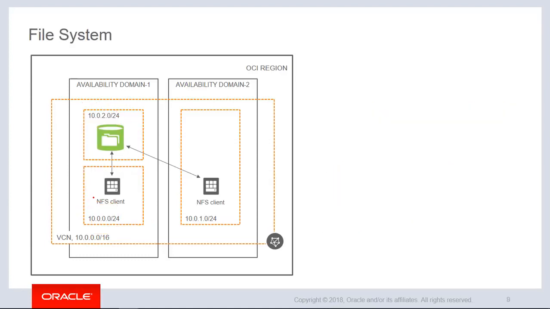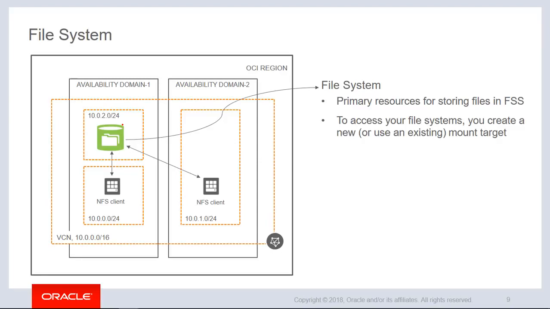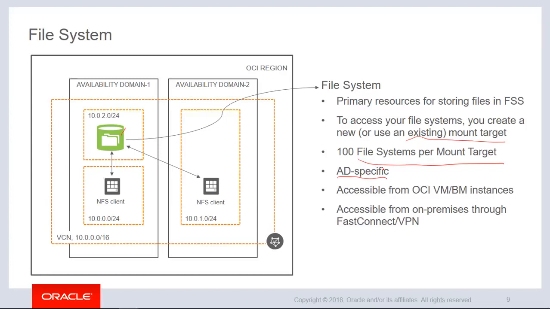Now, what is a file system? We saw that we created a mount target here in this particular subnet. A file system is a primary resource for storing files in the FSS, the File Storage Service. To access your file systems, you need to create a mount target, as you can see here, or you can use an existing mount target. You can create up to 100 file systems per mount target, and you can change that number. A file system, like a mount target, is also AD specific and resides in an AD of your choice. It is accessible from the NFS clients.